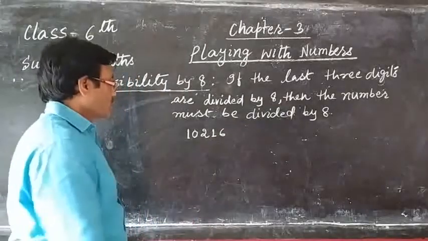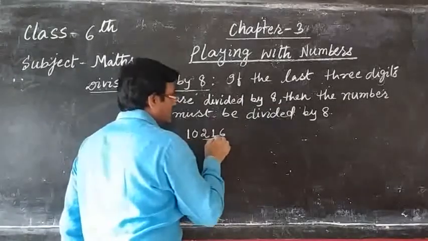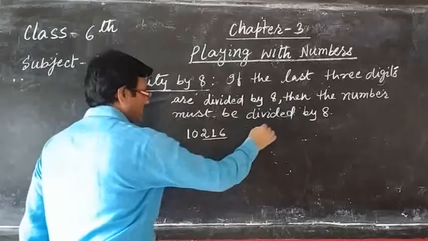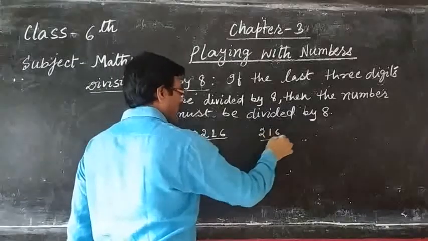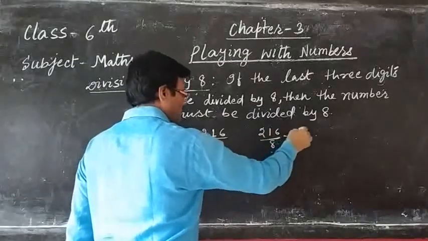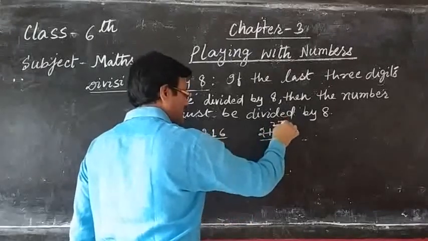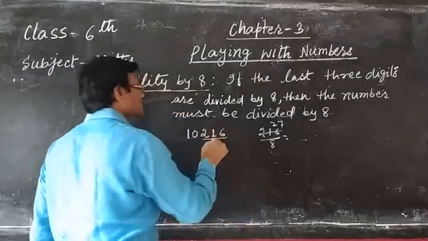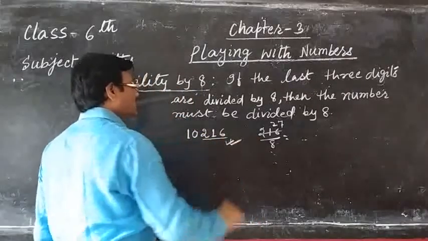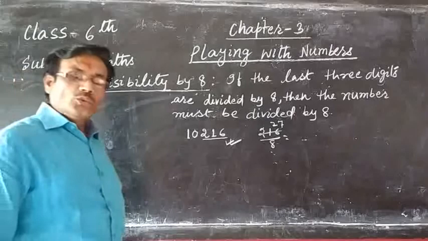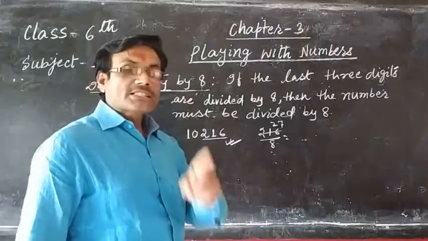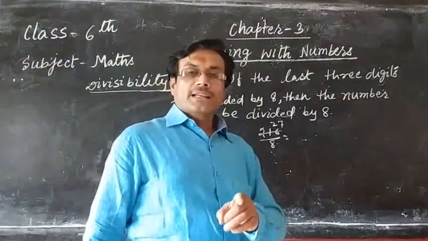So I am taking a number 10,216. So we choose the last 3 digits. Last 3 digits 216. You can divide by 8 as 8 twos are 16, remainder 5, 56. 8 sevens are 56, it means the number 10,216 must be divisible by 8.